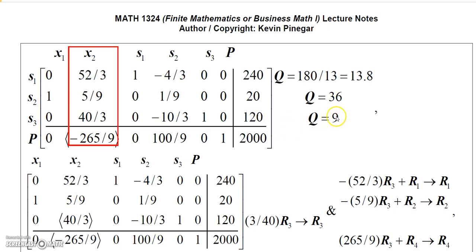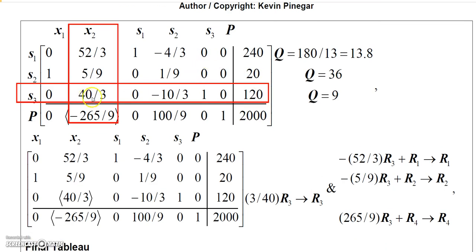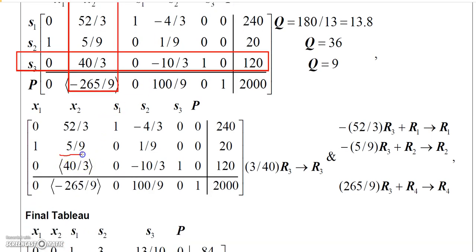And so looking at these three quotients, 13.8, 36, and 9, it appears that the smaller of the three quotients is actually the 9, right? So that's the smaller of the three quotients. So that means I'm going to pivot on this 40/3. So I went ahead and just copied that down. Obviously you could just do it from here, but I went ahead and copied it down here so you could see what I'm going to do.